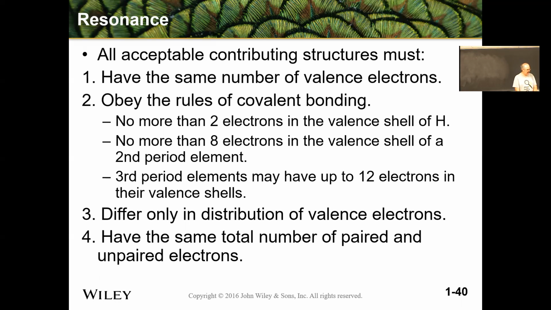This would be like sulfur, phosphorus, arsenic, and some others. They differ only in the distribution of valence electrons, and they have to have the same total number of paired and unpaired electrons. By unpaired, we mean odd single electrons.